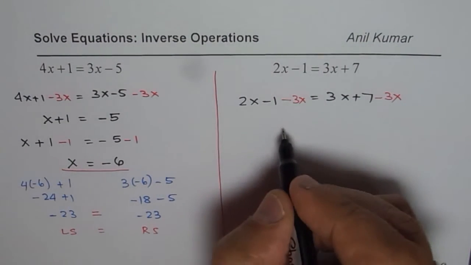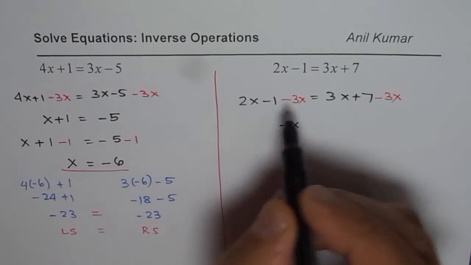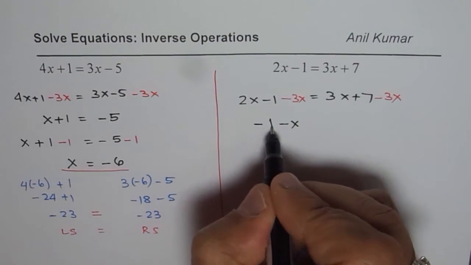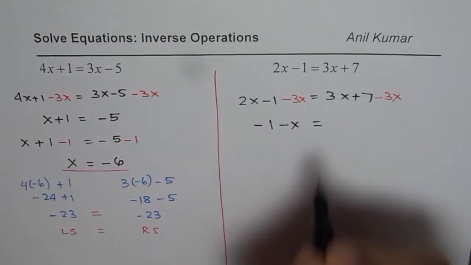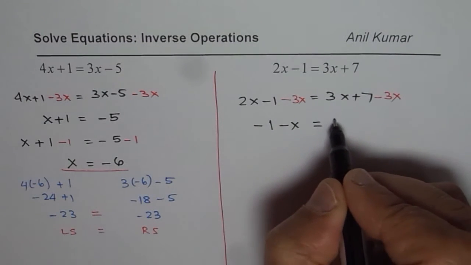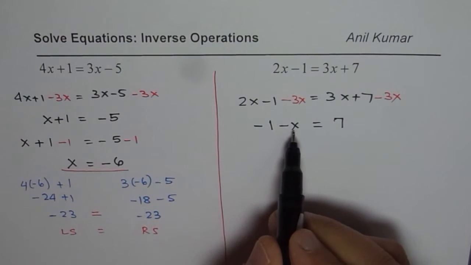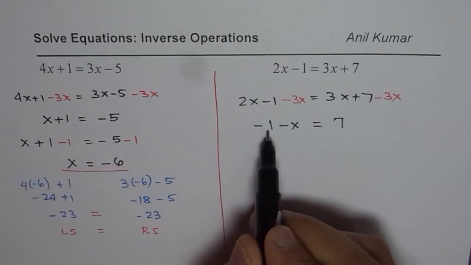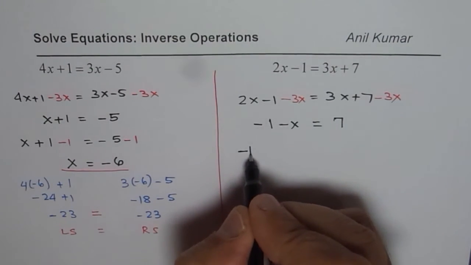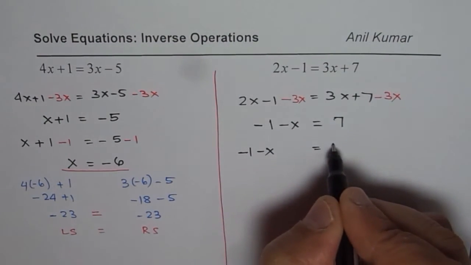2x minus 3x is minus x, right? But you already have minus 1 also here. So minus 1 minus x equals 3x minus 3x is 0. You're left with 7. What do you want now? You want to get rid of minus 1. What is the inverse of minus 1? Minus 1's inverse is plus 1.